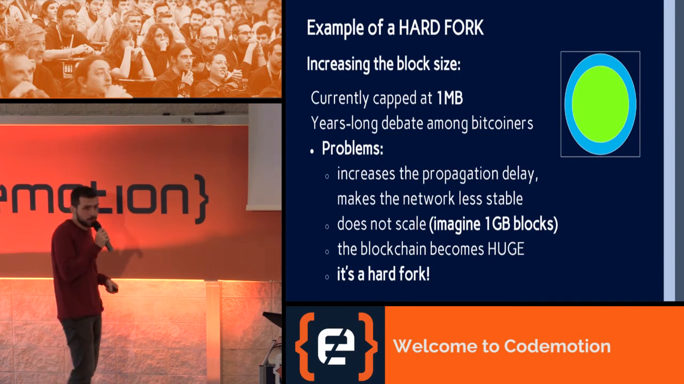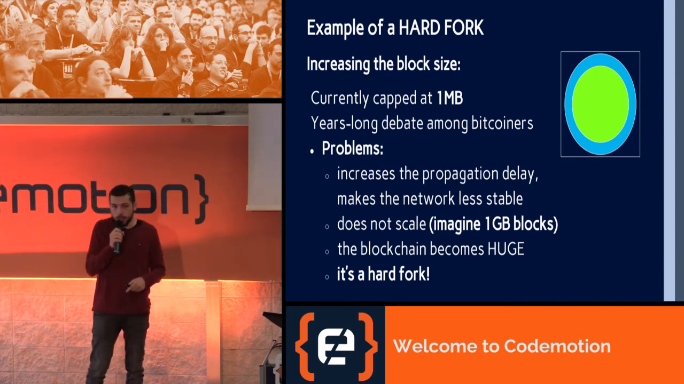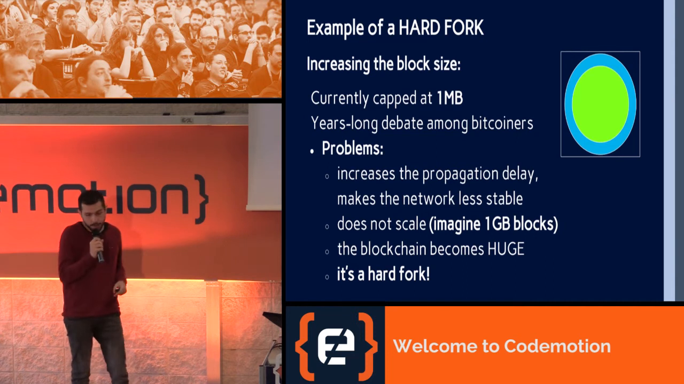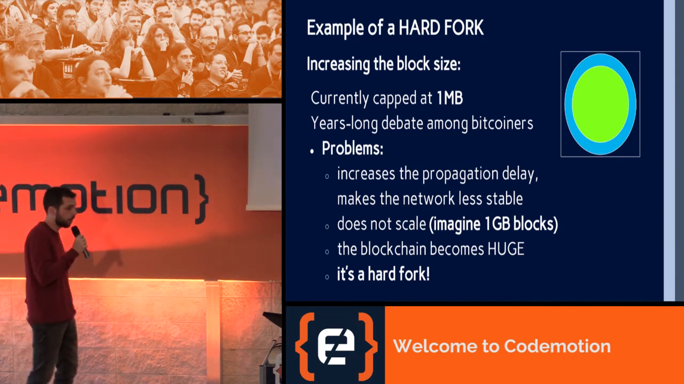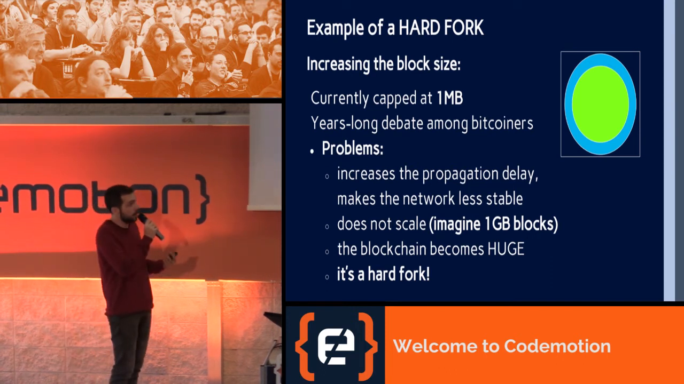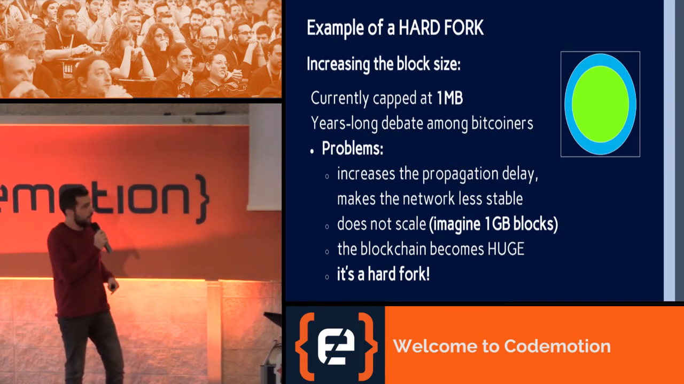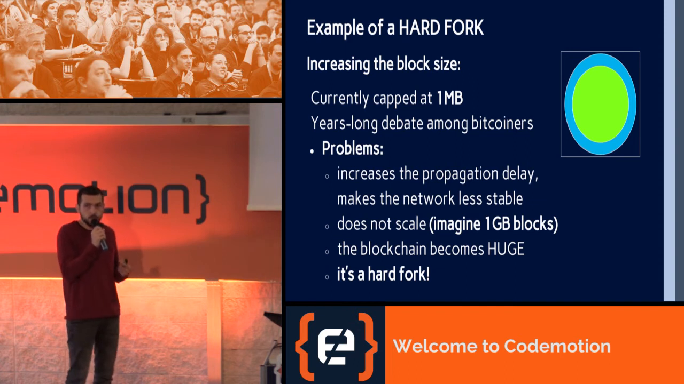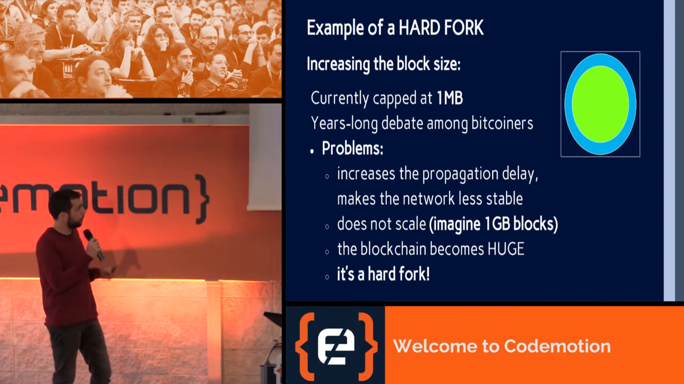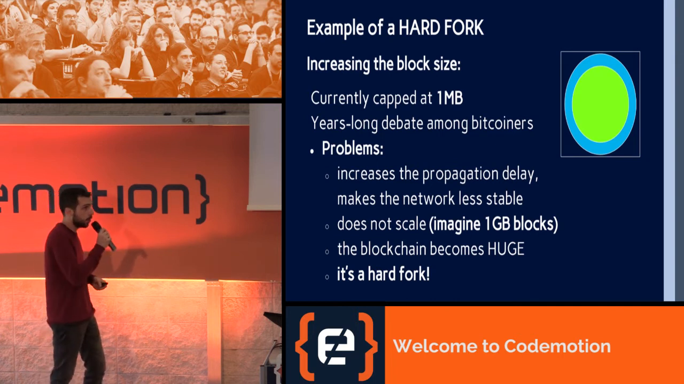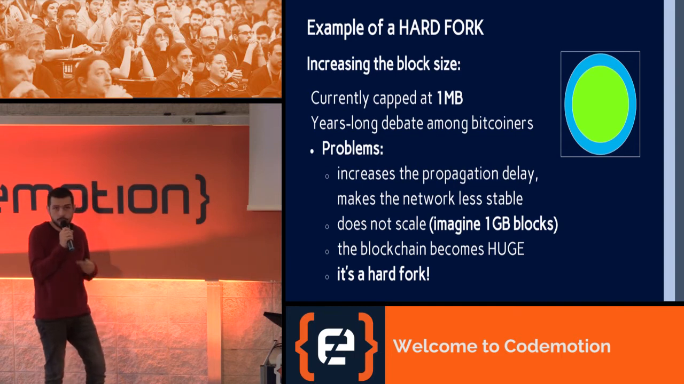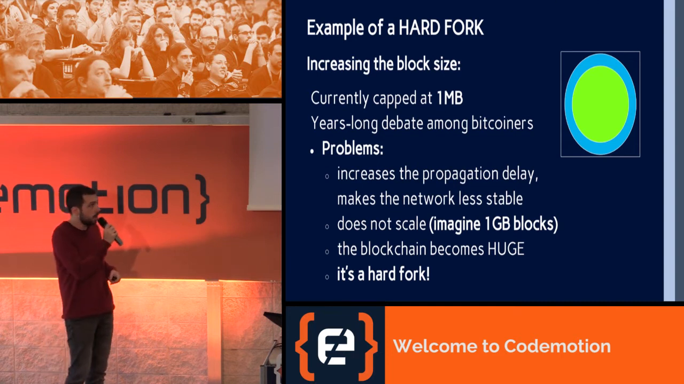So let's see an example. There has been a long debate in Bitcoin about block size. In Bitcoin, blocks are capped to 1 megabyte. You can't produce blocks that are greater than that, because the nodes would reject them. Of course, there has been a long debate about this because of transaction throughput in Bitcoin. So they wanted to increase the block size to accommodate more transactions and so on.